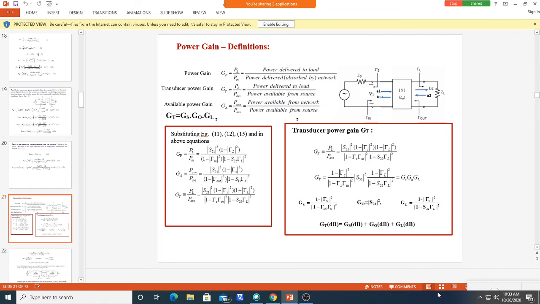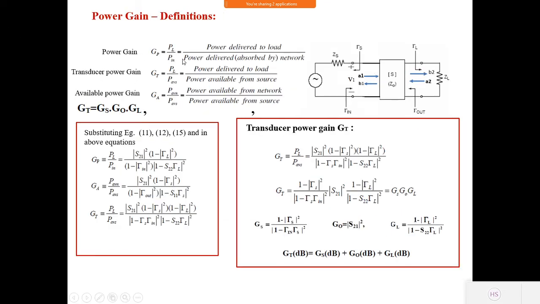In these power gain definitions, PL divided by PIN is one definition. It is simply called power gain. Power gain is the ratio of PL divided by PIN: the actual power delivered to the load without matched condition, and PIN, the actual power delivered to this network, assuming there is no match. Gamma S is not matched with Gamma IN. Whatever PIN you got, if you take the ratio of those two, that is called power gain.